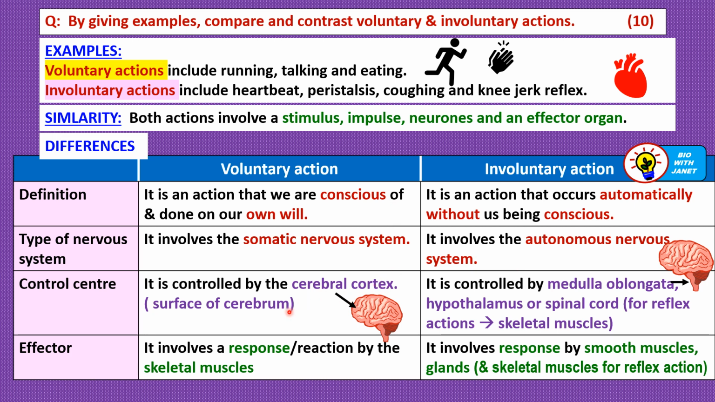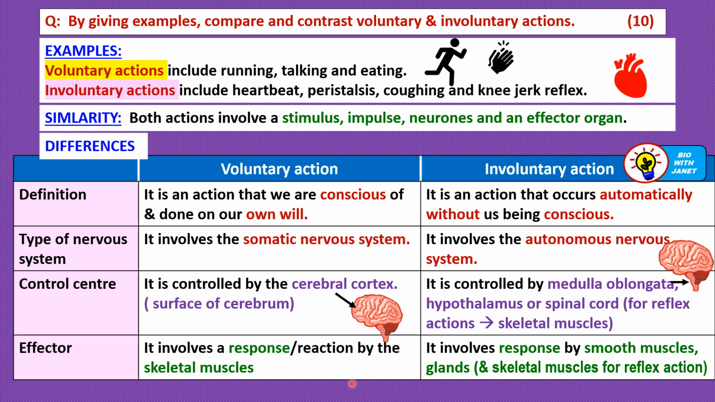Control center for voluntary action is the cerebrum. All right, the textbook writes cerebral cortex. Now the cortex is the surface layer of the cerebrum. Okay, the outermost layer of the cerebrum. And then involuntary actions are controlled by the medulla oblongata, hypothalamus, or spinal cord. Especially for reflex actions that involve skeletal muscles, the control center is the spinal cord, as we'll find out after this. And then the medulla oblongata controls involuntary actions like peristalsis, coughing, and heartbeat.